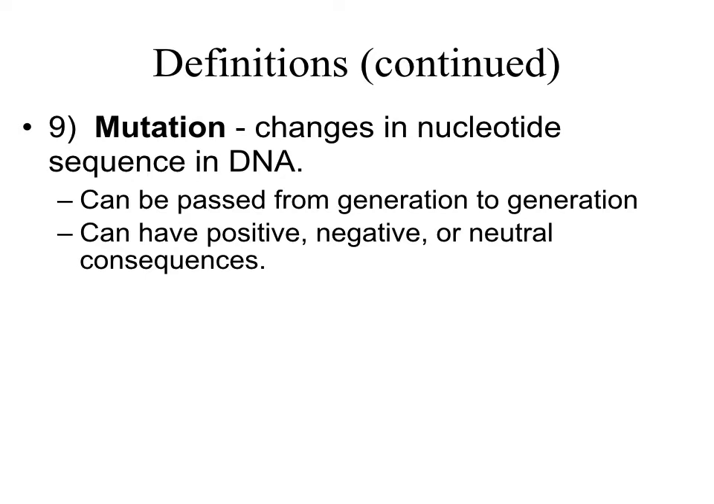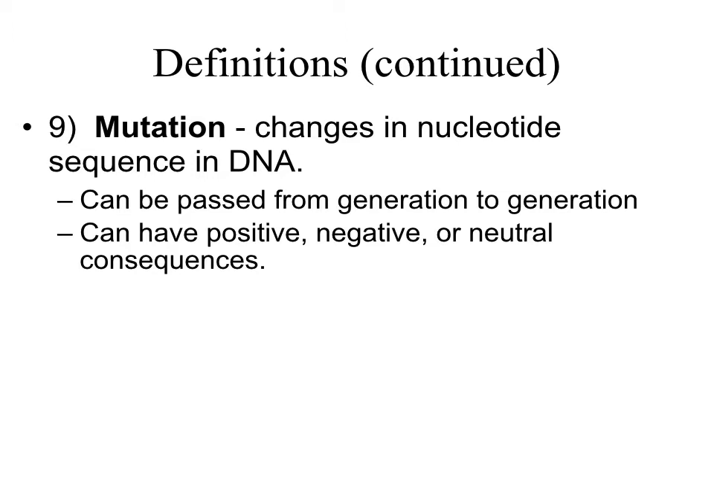A mutation is a change in nucleotide sequence in DNA, and this can be passed from generation to generation. It can have positive consequences, or negative consequences, or neutral consequences. One example that comes to mind is the exposure of UV electromagnetic radiation from the sun. Generally, this is negative. This has negative consequences.